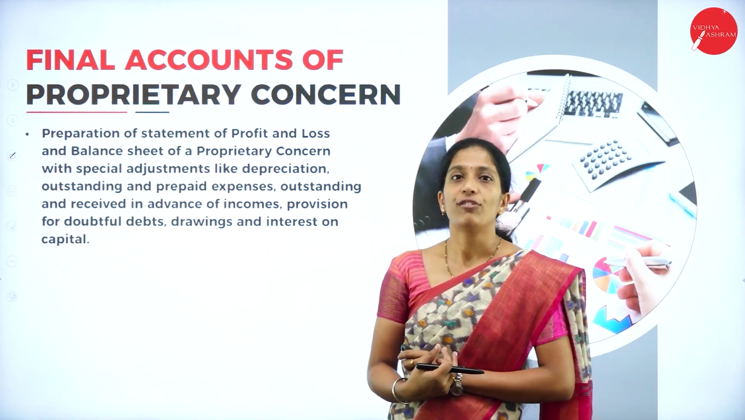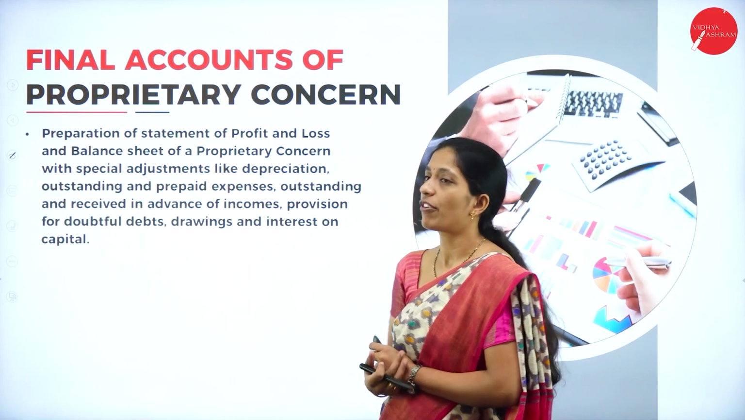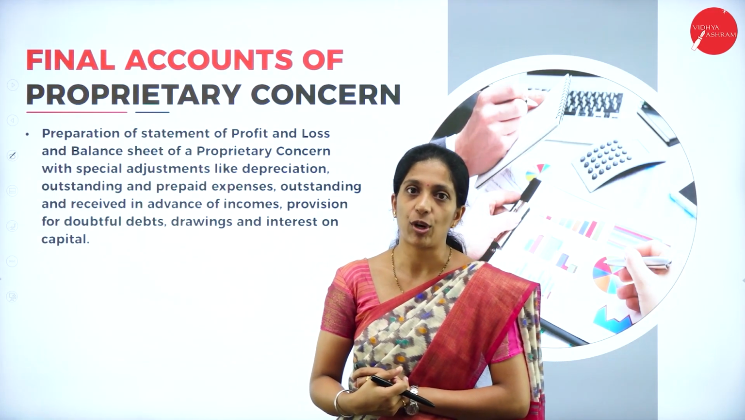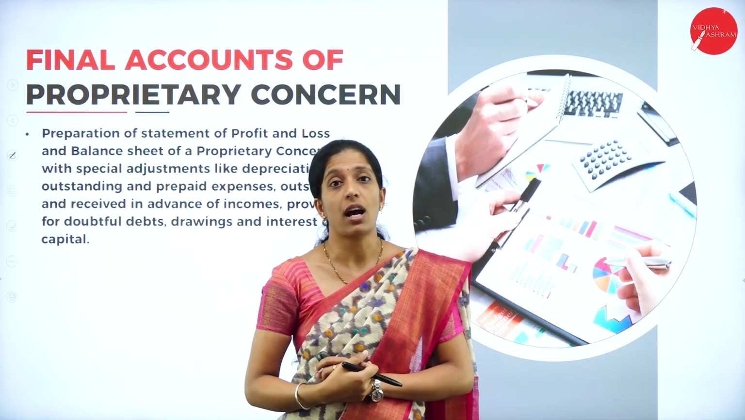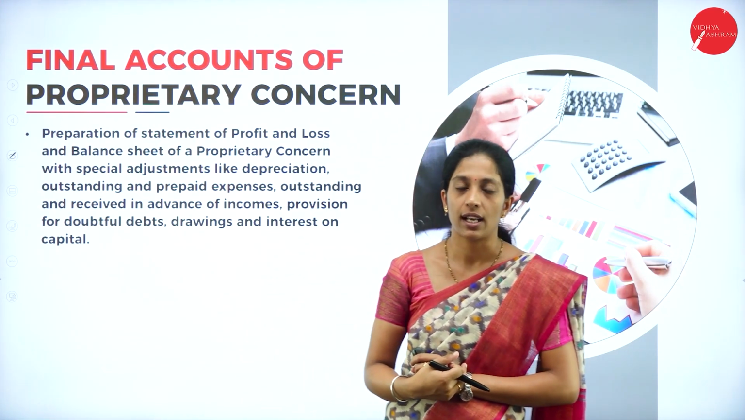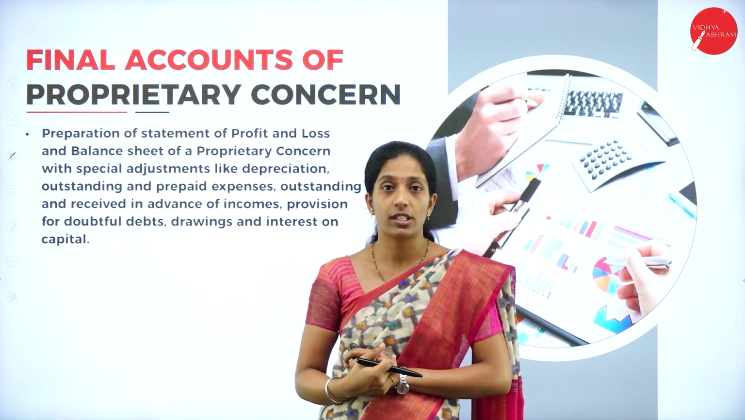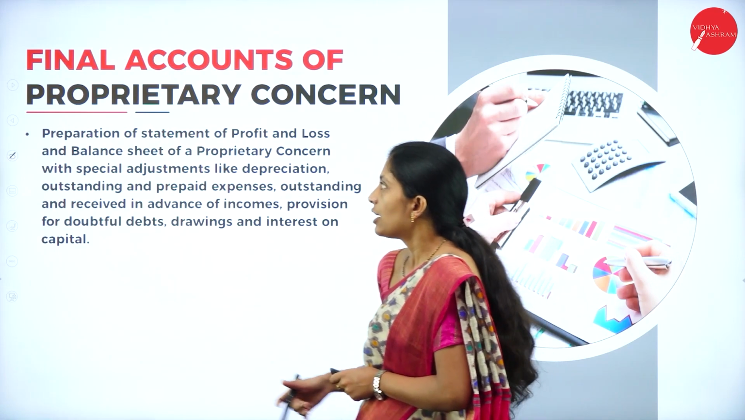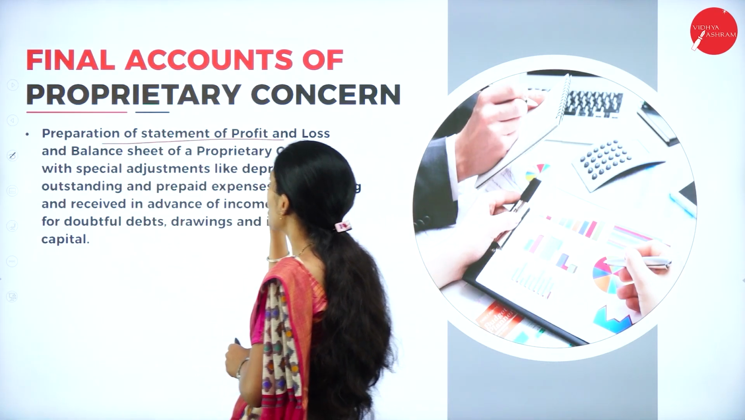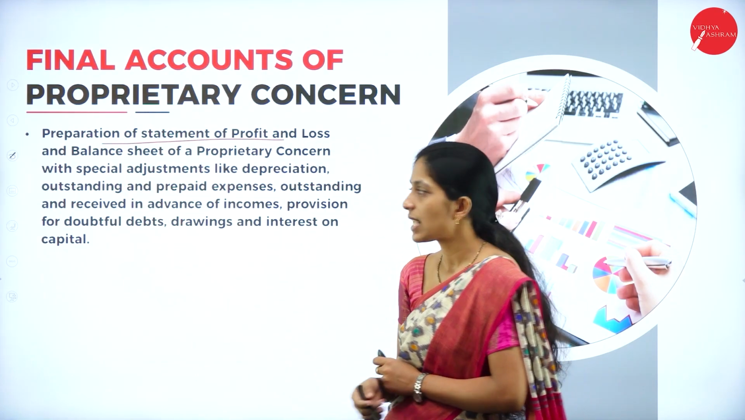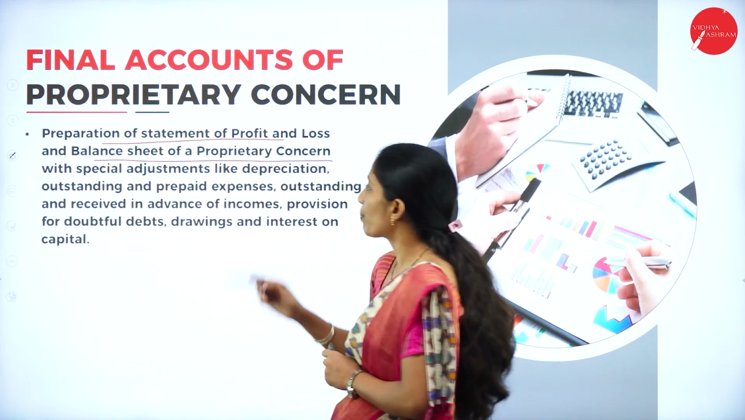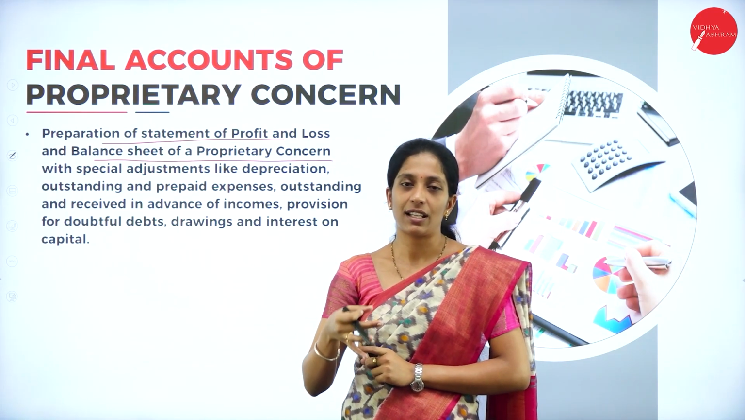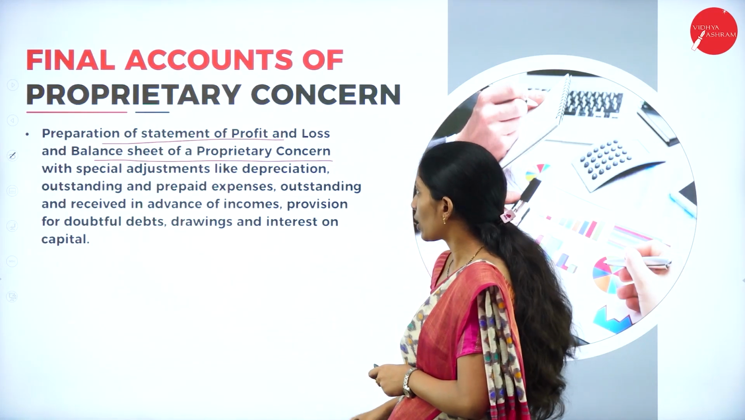Next, your fourth unit, that is final accounts of proprietary concern, that is sole trading concern, where you have already learnt about it. Definitely you will get a 15 marks problem on this particular unit. That is where you have to prepare the financial statements, that is trading, profit and loss account and balance sheet. You will learn preparation of statement of profit and loss and balance sheet of a proprietary concern with special adjustments. With a few adjustments they will give the problem. So, let us see what those adjustments are.